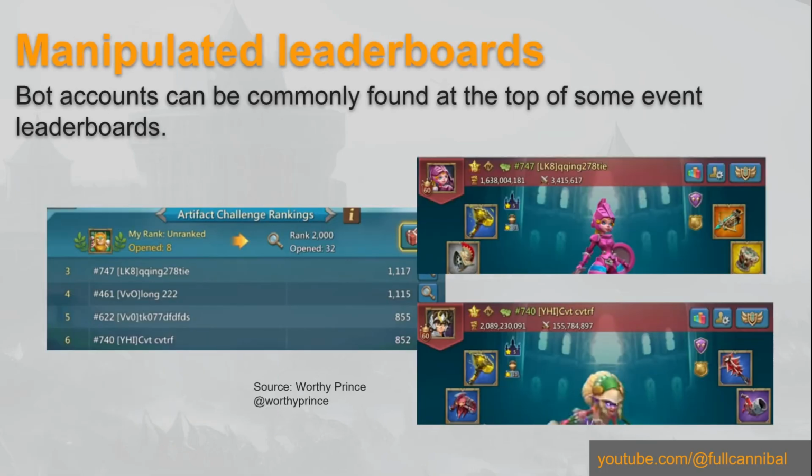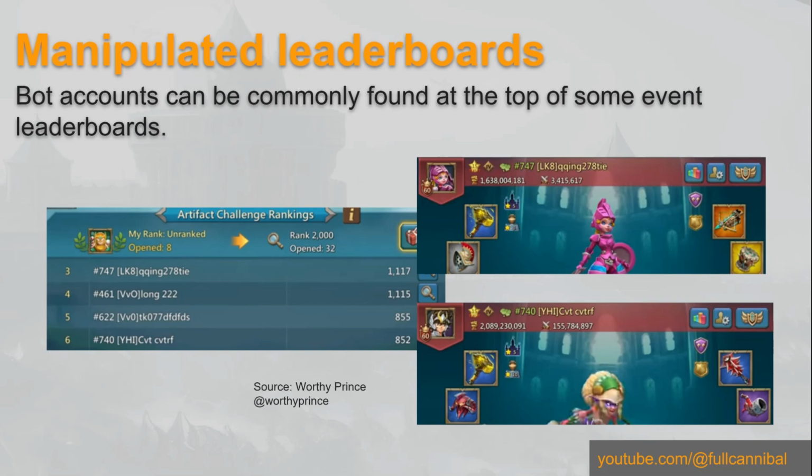Okay, then there are things that happen as a result of either neglect by IGG or deception by users of the products. I'll give a little shout out here to Worthy Prince for pointing this out in some of his videos. He's pointed out rightly that the artifact events typically have at the top of the leaderboards people that have no business being at the top of the leaderboards.